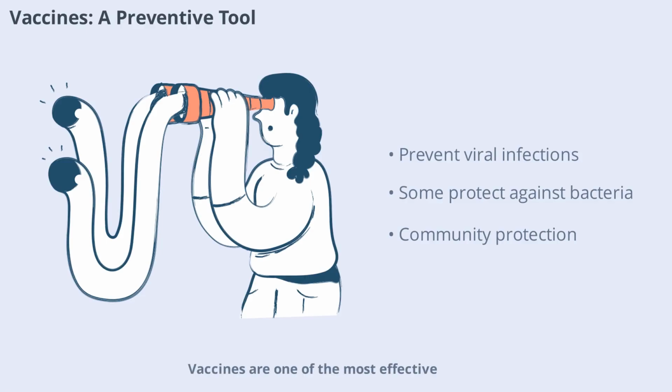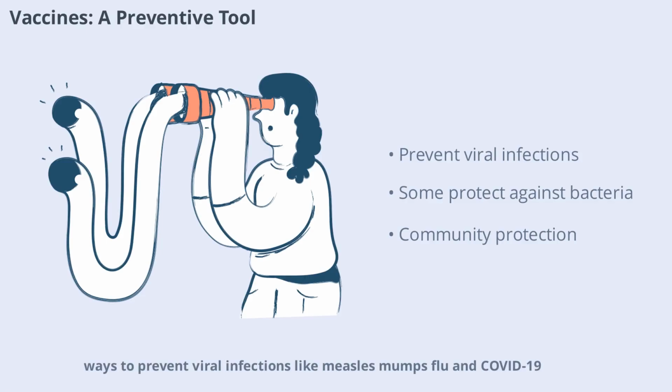Vaccines are one of the most effective ways to prevent viral infections like measles, mumps, flu, and COVID-19. Some vaccines also protect against bacterial diseases such as whooping cough and pneumonia. Vaccination not only protects you but also helps prevent the spread of disease in the community.